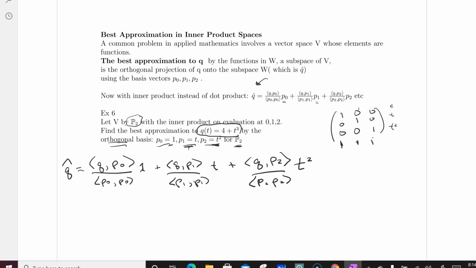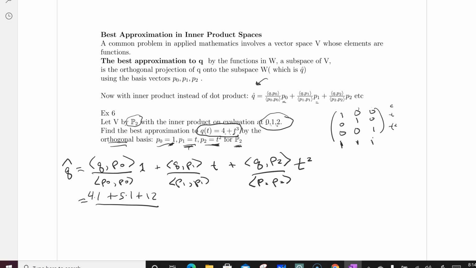Okay, so here comes the multiplication, right? So I'm going to be taking q and p naught. So here's q and here's p naught, and these are the three numbers that I'm evaluating it at. So the q at 0 is going to give me 4 times 1. So 4 times 1 plus I'll be taking this here, q at 1, which will give me 5 times a 1, plus and I'll be taking q at 2, so that'll give me 8 plus 4 is 12 times a 1.